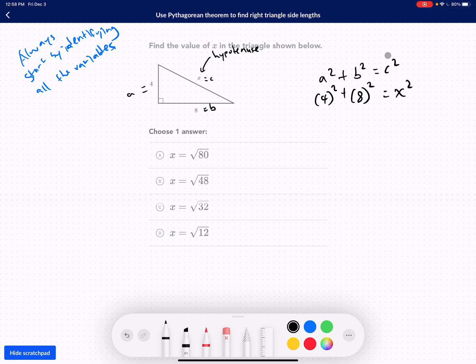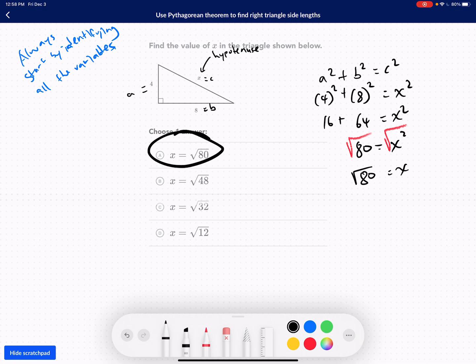So 4 squared is 16 plus 8 squared is 64 is equal to x squared. 16 plus 64 is 80, x squared. And then take the square root on both sides. And then we got square root of 80 is equal to x. And the answer is A.